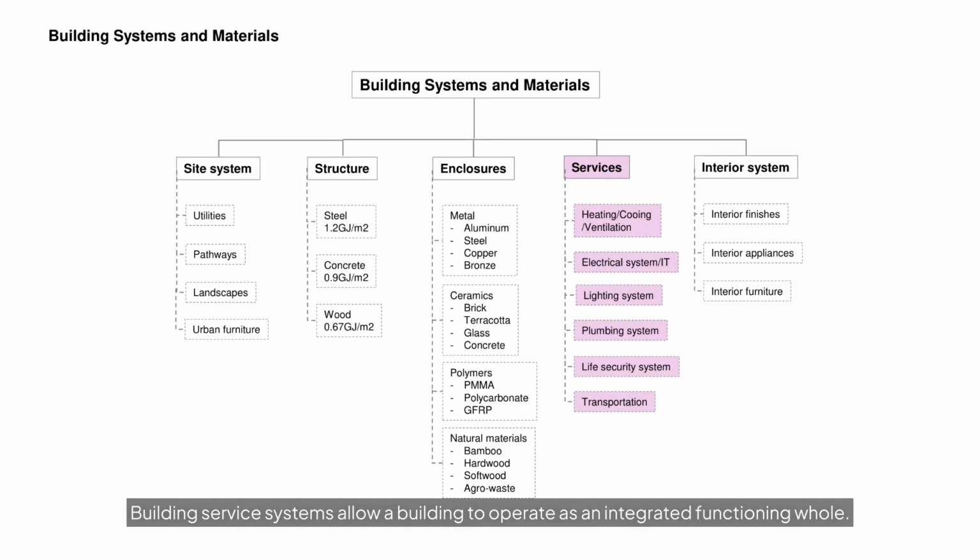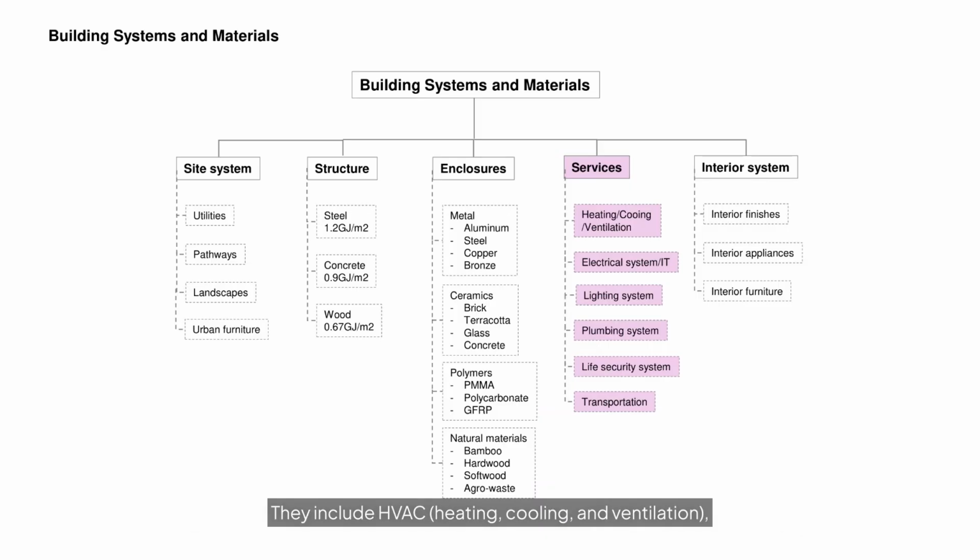Building service systems allow a building to operate as an integrated functioning whole. They include HVAC, heating, cooling, and ventilation, electrical systems, IT network, lighting systems, plumbing, life safety systems such as fire alarms and sprinklers, transportation systems such as elevators, and other utilities. These systems ensure health and well-being for all occupants.